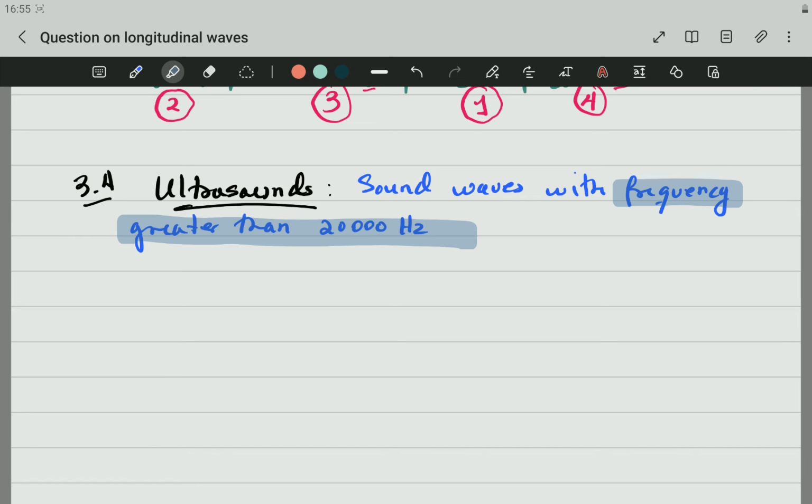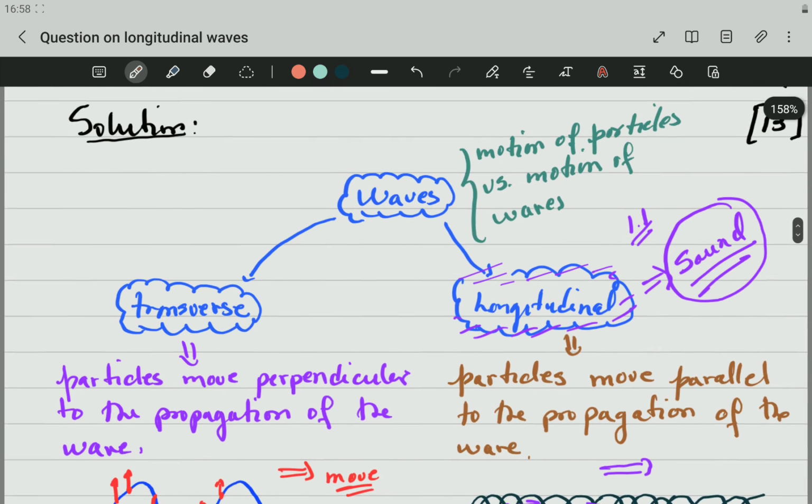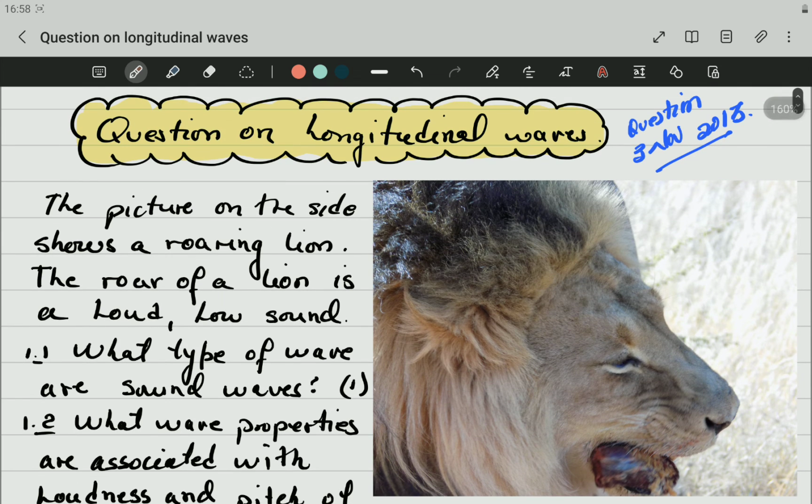Now, where are we using ultrasounds in medicine? I'm going to list a couple of examples. Some examples are to monitor the development of babies in the mother's womb, physiotherapy and cancer treatment, and evaluation of blood flow in blood vessels. Now, there are more applications. I'm not going to write all of them, but there are many other applications that you can search for. So this is the question we were looking at, in terms of longitudinal waves, mostly sound waves, and it could be in the upcoming exam.